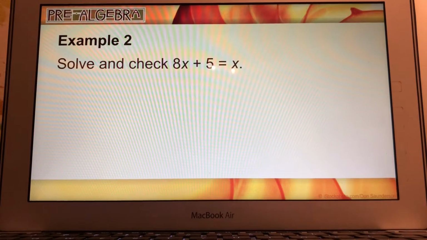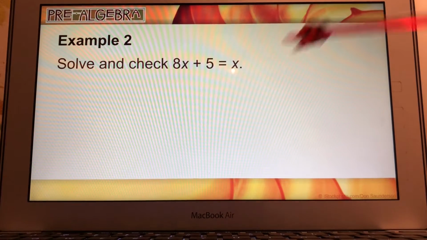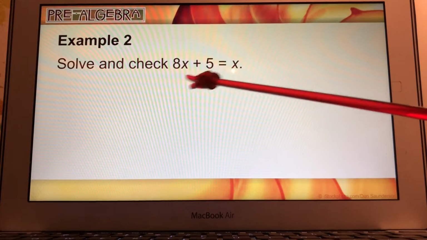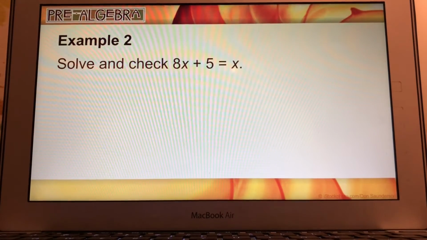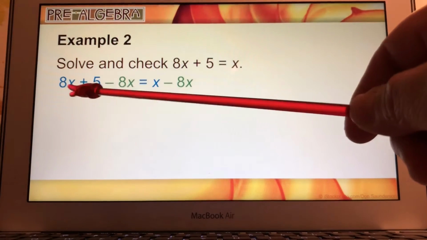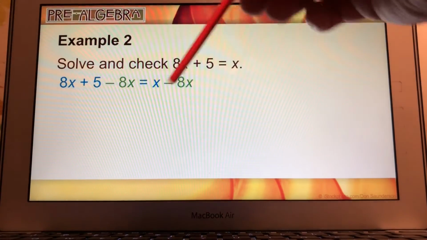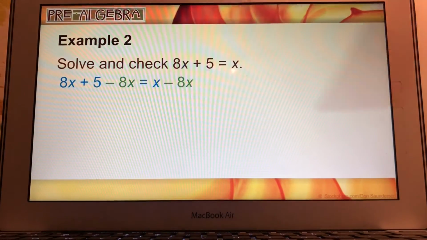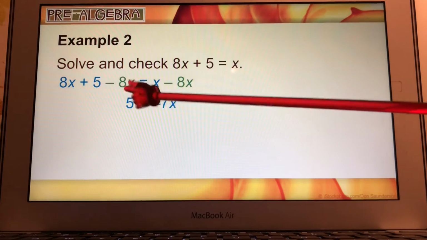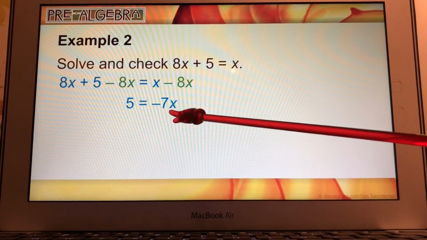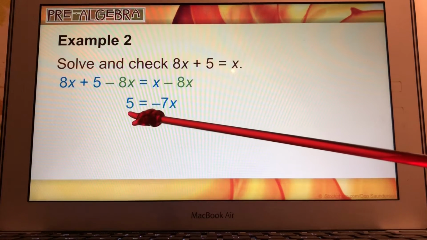Okay, the next one here, you have x on one side, then you have 8x plus 5. Now, let's see what we can do with this one. We're going to move the 8x over to this side of the equation so that 5 is by itself. The 8x minus 8x will equal 0, right? And then x minus 8x is going to give me negative 7x. And that's equal to 5.